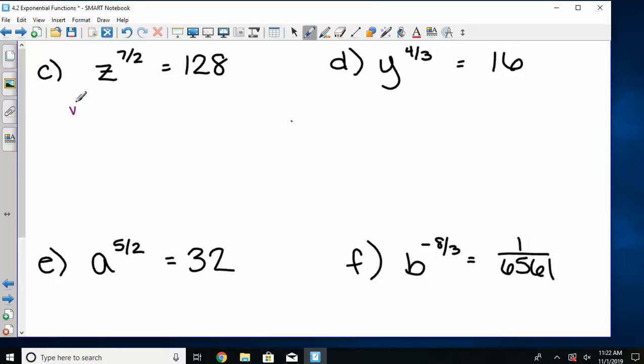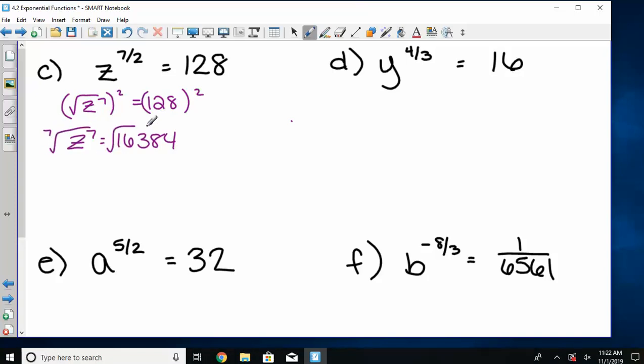First one, this means the square root of z to the 7 equals 128. Did you square or do the 7th root first? I squared first. Okay. 4. Now we need a 7th root. Does this one need a plus or minus? No. So you could have also at the very beginning taken this to the 2/7 power, and that would have gotten you your answer. And you get 4.